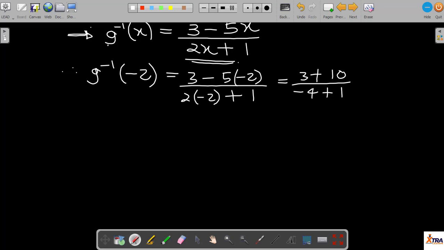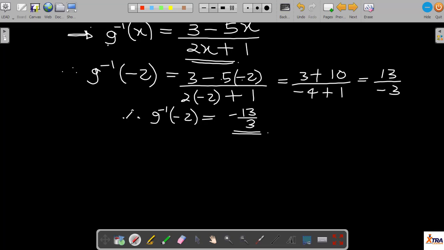You know, minus 5 times minus 2 here will give us plus 10. And then we have 2 times minus 2 here, we have minus 4. 3 plus 10 here giving us 13. Minus 4 plus 1 giving us minus 3. So I can now say with confidence that g inverse of minus 2 will definitely give me minus 13 over 3.